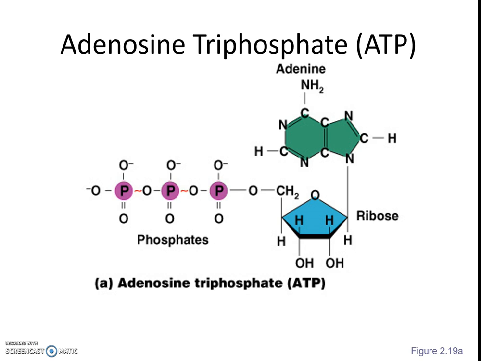When we have 3 phosphates, we call it ATP, or adenosine triphosphate. If we break off one of the phosphates, we have ADP, called adenosine diphosphate. So one of the major jobs of the body is to actually use ATP, and once we break the phosphate off, then we go through a process called cellular respiration, where we add the phosphate back by using enzymes called ATP synthase.